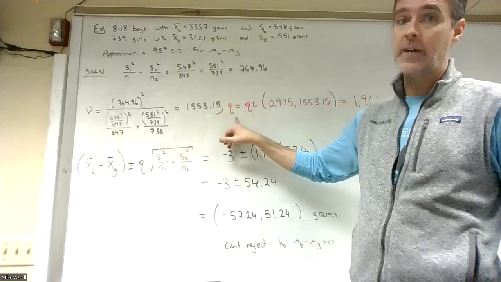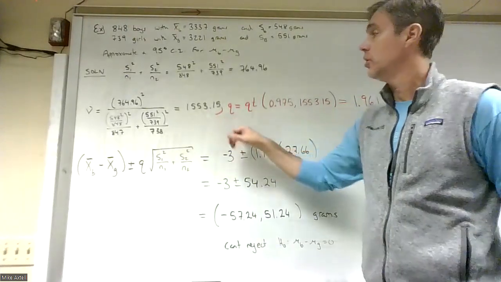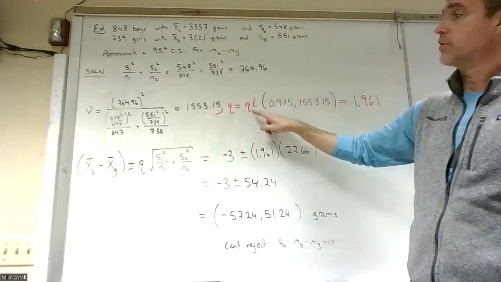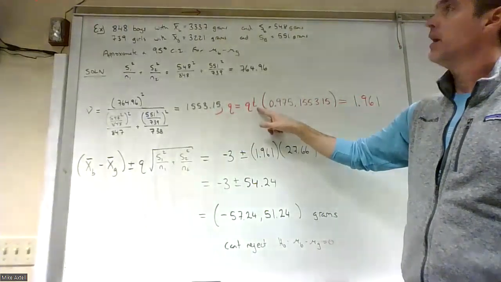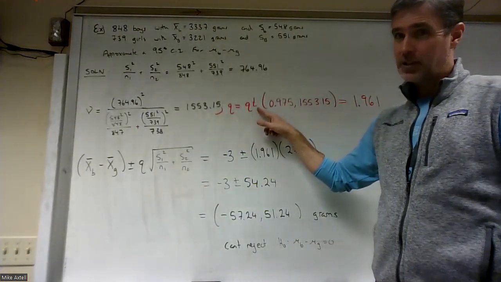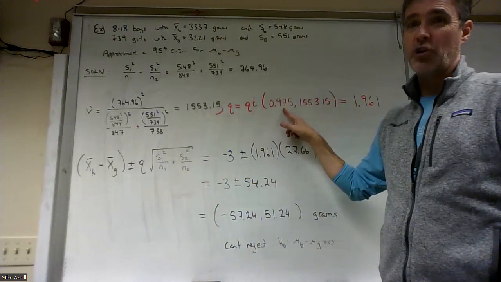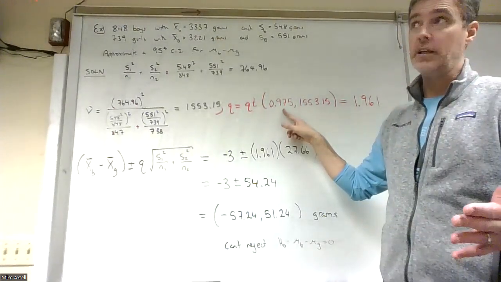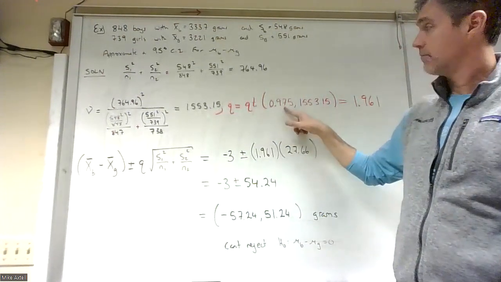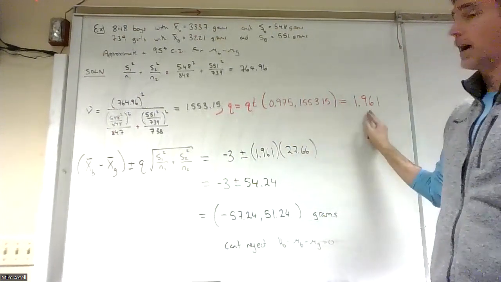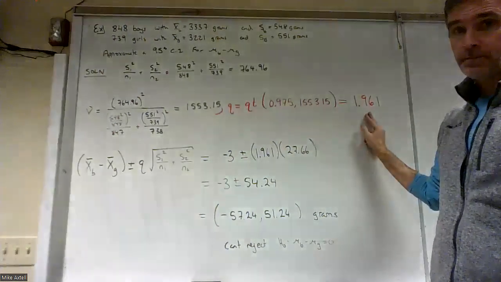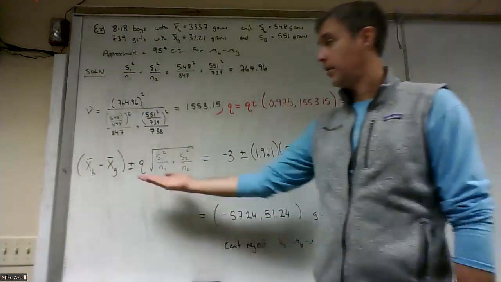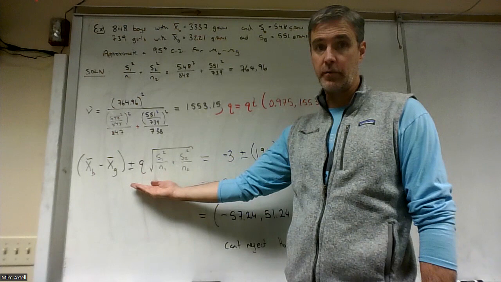I then handed this off to R to get my quantile. So Q is this, the command I typed, quantile for a t distribution. Since I'm after a 95% interval, I want to know where the 97.5% mark in the distribution is. The negative of that will be the 2.5% mark. So 97.5 with that many degrees of freedom, and I got 1.961. Cool.